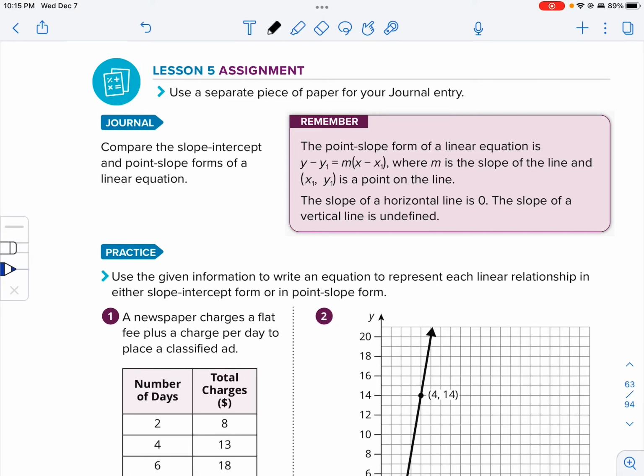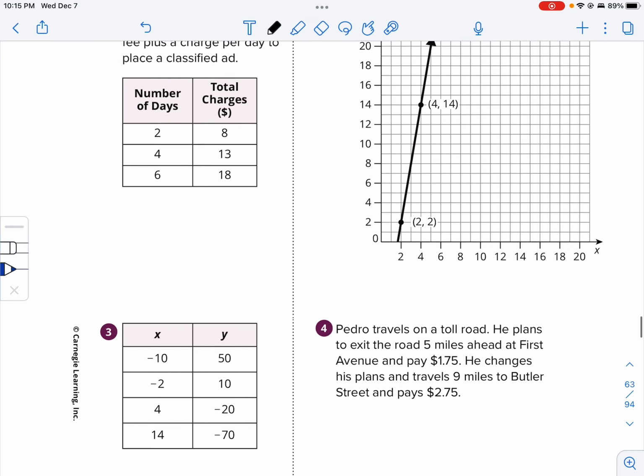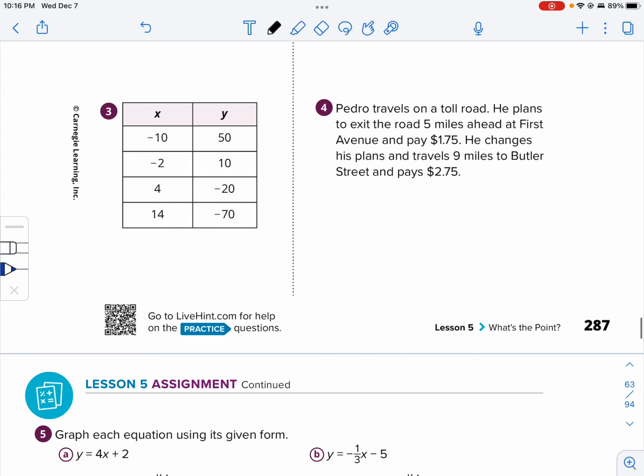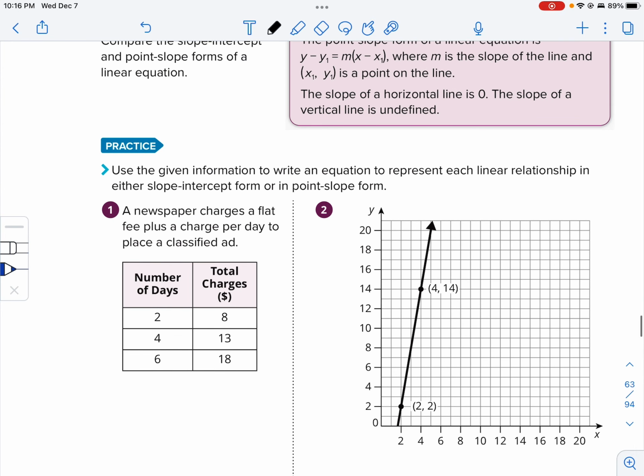So we're in Module 2, Topic 2, Lesson 5, page 287. Page 287. And this says, using the given information, write the equation of the line. So what do I have to have? I have to have the slope and I have to have the y-intercept. Those are the two things that I must have.